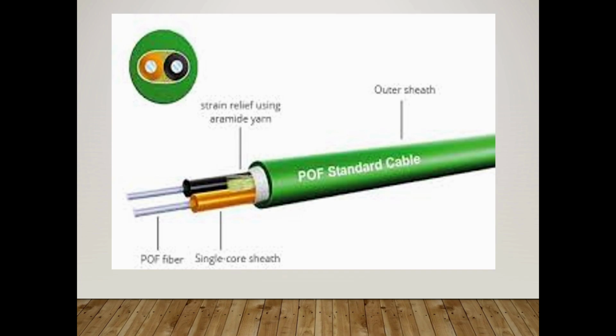But plastic fibers also have some disadvantages. That is, they have higher attenuation, which means that they experience a higher signal loss over long distances, and they have a lower bandwidth. With a lower bandwidth, they cannot transmit data at high speeds, whereas glass fibers can transmit data at very high speeds.